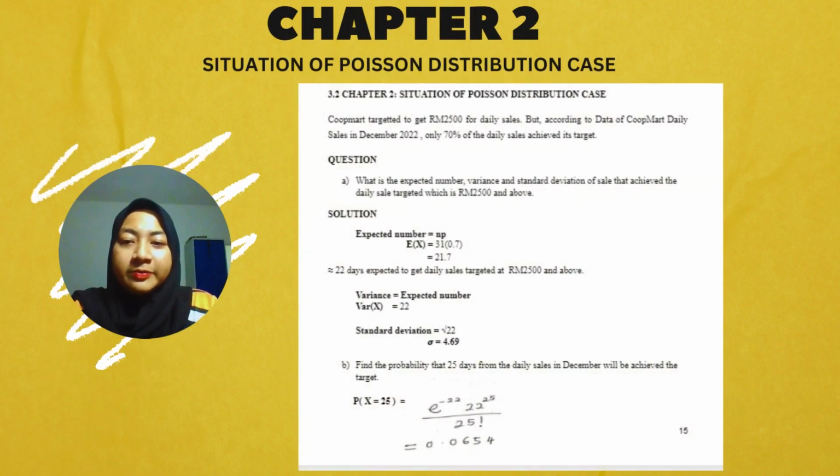Okay, so lastly for my part is chapter 2, which is situation of the distribution. We must choose the situation whether binomial, Poisson, or normal distribution. For our case, we choose the Poisson distribution case. For the question, we ask for the expected number, variance, and standard deviation, and also the probability related to the question.